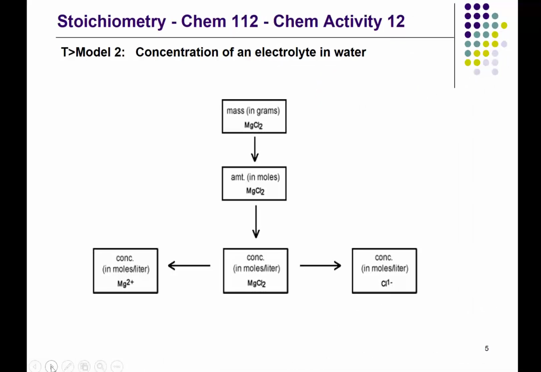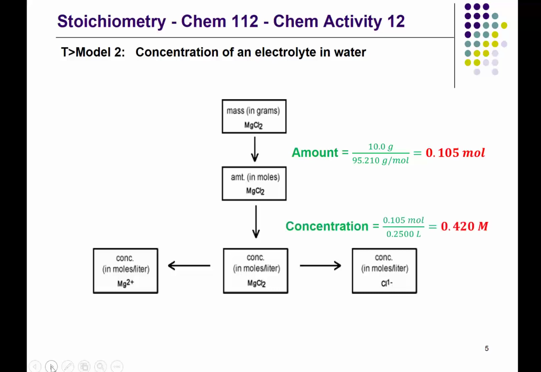Now, I'd like to look at this kind of bird's eye view of what's involved in coming up with the concentration of our solution and what's the implication for the concentration of the respective ions. As mentioned, the calculation involves taking that mass and converting to moles. So that's what we did. And then we're going to take those moles and divide by the volume in liters. So that's what we did. And we came up with a concentration of 0.420 molar. So that's the concentration of our magnesium chloride.